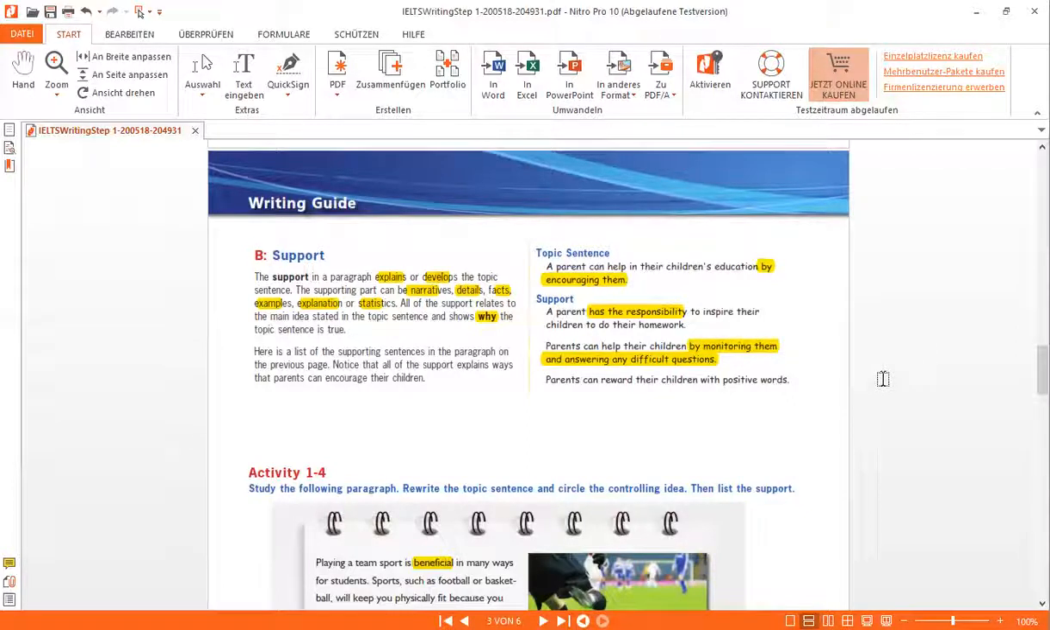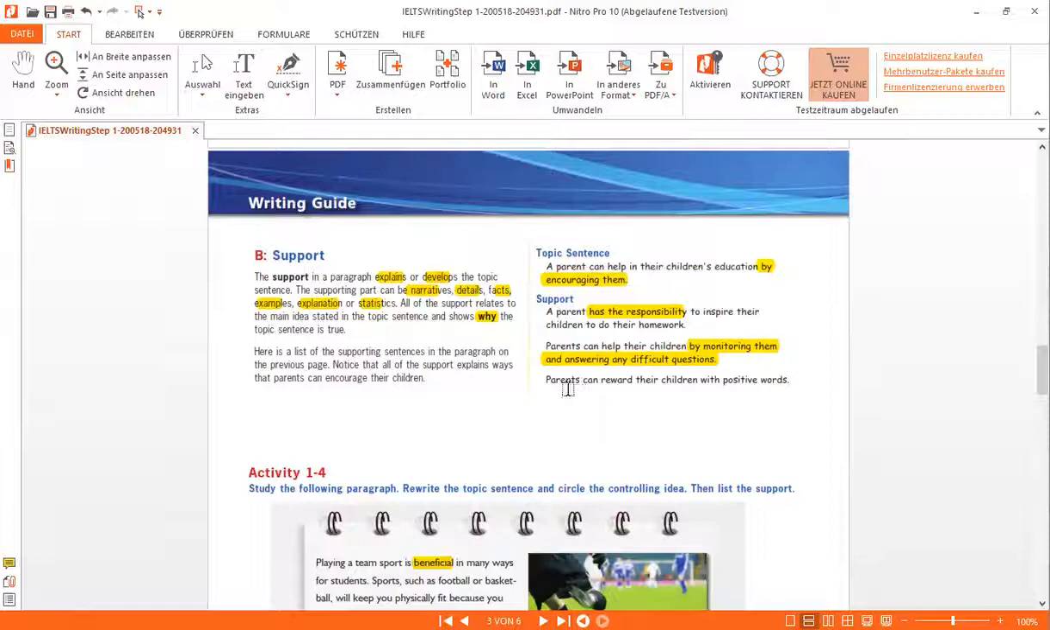Sentence number 2, parents can help their children by monitoring them and answering any difficult question. Now it's becoming more specific. Obviously, this belongs to the example category, even though it's not introduced by the phrase "for example." We can see that the writer is mentioning specific ways of encouraging them, and that is monitoring them and then answering their difficult questions. You can also consider this as details. So the two options that come into play are details and explanation.